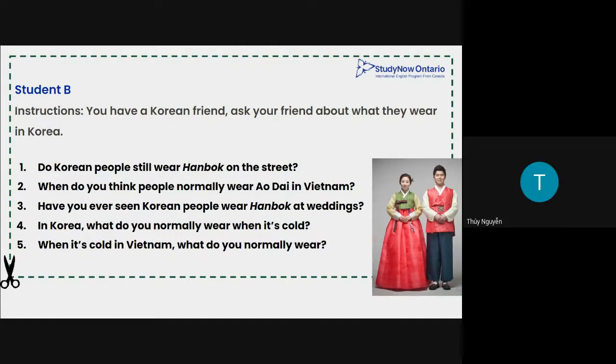I think when going to school and visiting. Yes. Have you ever seen Korean people wear hanbok at weddings? No, I don't see. Yeah. In Korea, what do you normally wear when it's cold? Sweater and long pants.